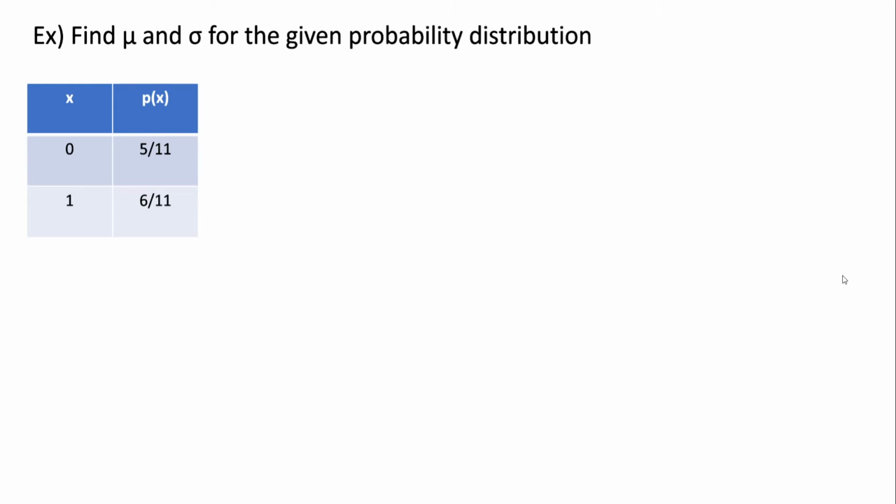Okay, so here's another example. Find the mean and standard deviation for the given probability distribution. I would suggest pausing the video, try to work this one out on your own, then hit play to see me go through the answer. First thing we need to do is find the mean before we can try and find the standard deviation. So to find the mean, we need to take each x value, multiply it by its associated probability.